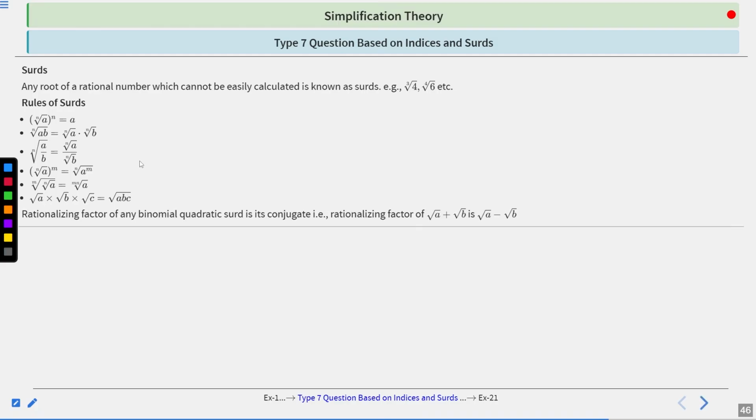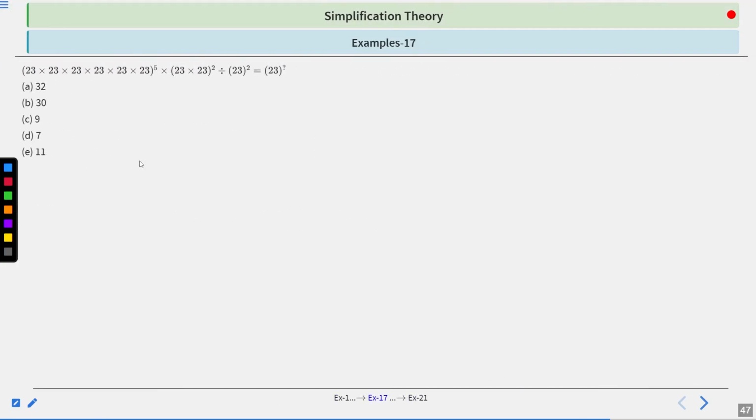Next one. Rationalizing factor of any binomial quadratic surds is its conjugate, that is, rationalizing factor of root A plus root B is root A minus root B. Next. Now see the example.